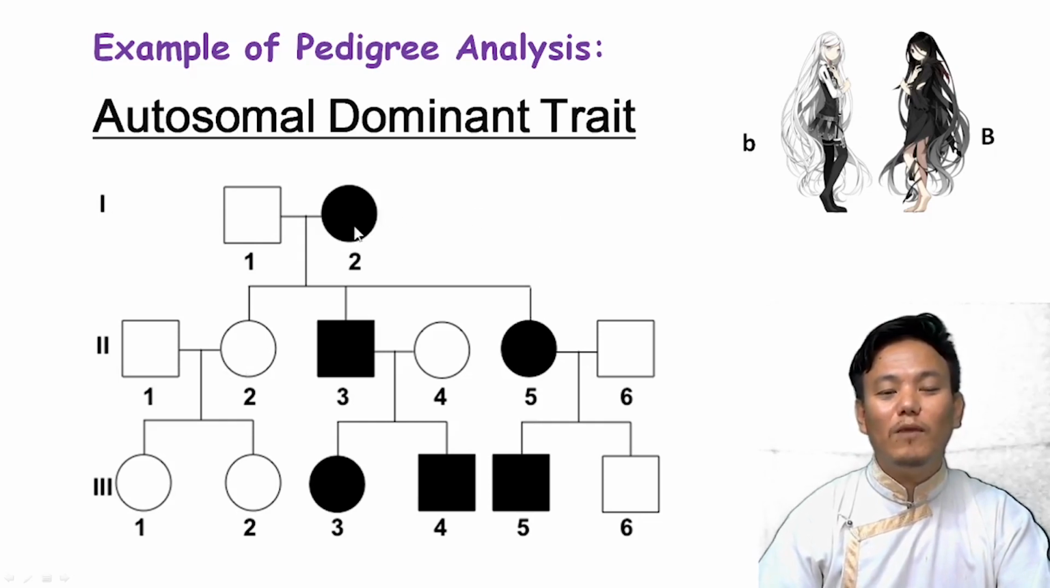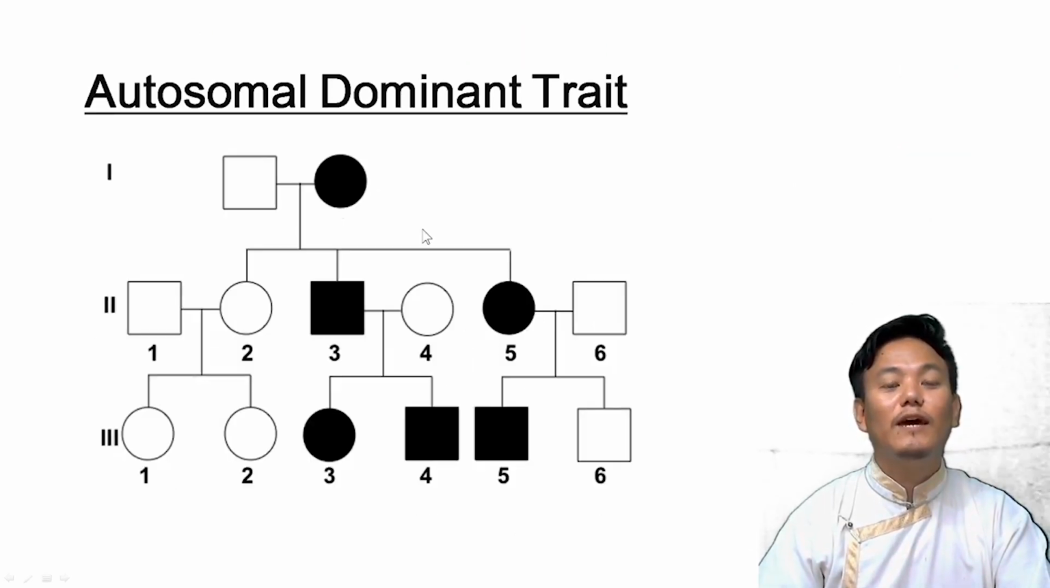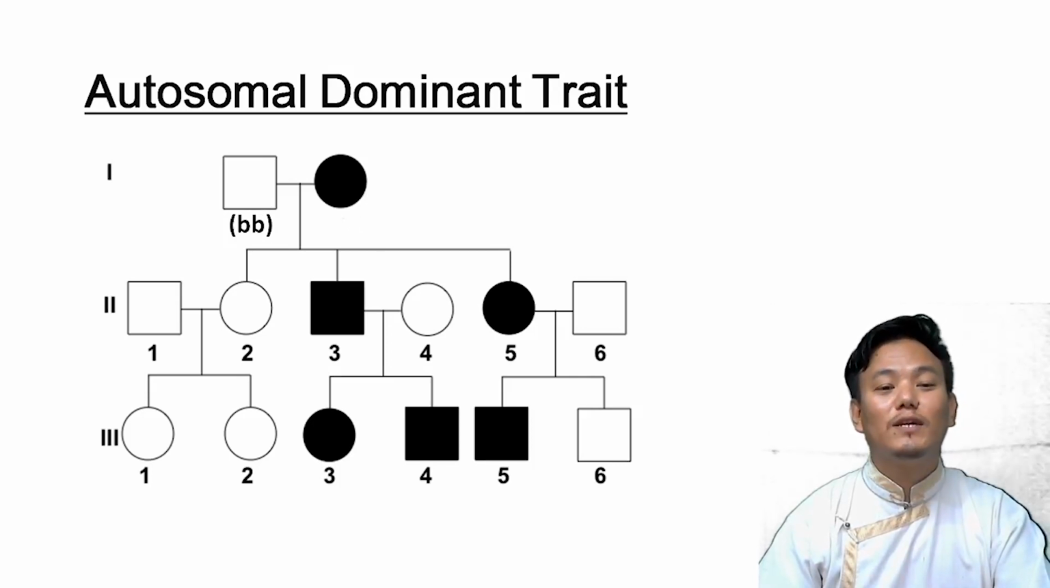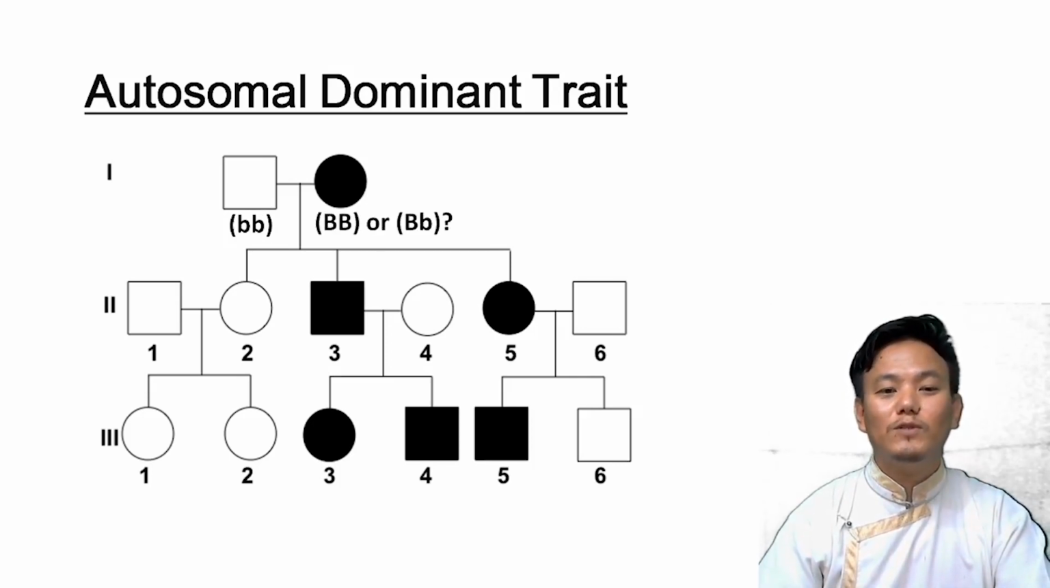But what about this particular individual, number 2, the grandparent, the female? What will be her genotype? That we have to guess. This one we already know is homozygous recessive. Now what about this one? It can be homozygous dominant, or it can be heterozygous. So there are two possibilities here, and now we have to pinpoint which one of these two is the correct genotype.